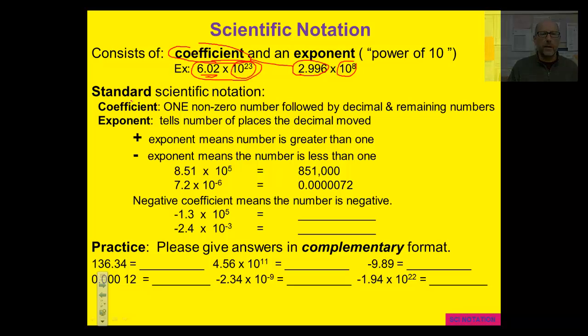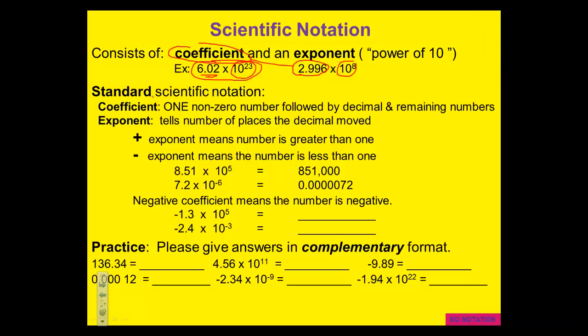When you write things in scientific notation, you should always write it in standard scientific notation, or else have a really good reason why you don't. That means the coefficient has one non-zero number followed by a decimal and any remaining numbers. So, for example, 6, one non-zero number, and then the decimal, and then any remaining numbers. And then the exponent, what is that? That tells the number of places that the decimal is moved. So if you wrote this number out in standard form, in decimal form, we would move that decimal 23 places to the right.